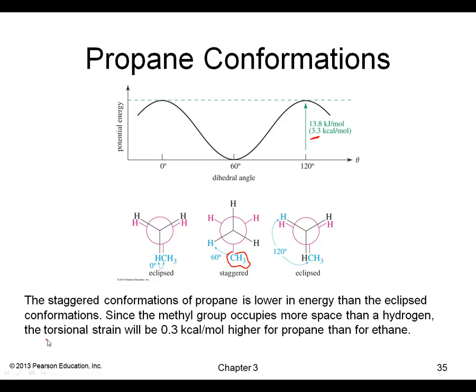If you remember in lecture, we have seen what's called torsional strain. Torsional strain is the strain here between the eclipsing groups, where it's the interaction of these bonding electrons.